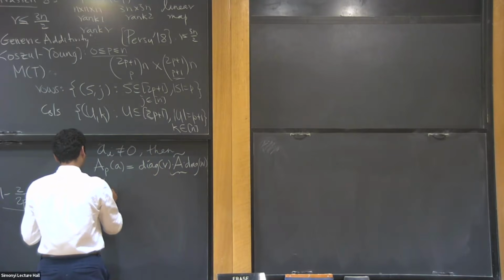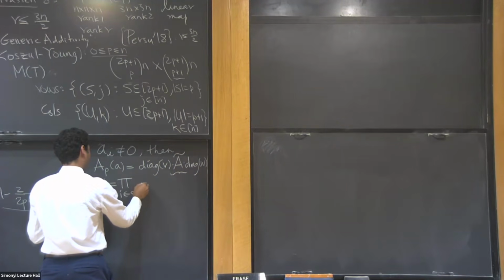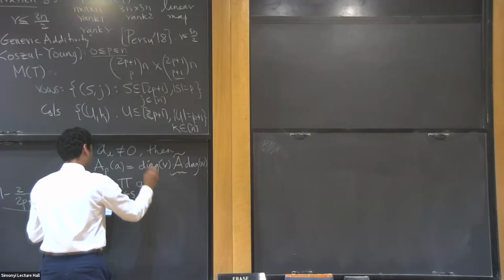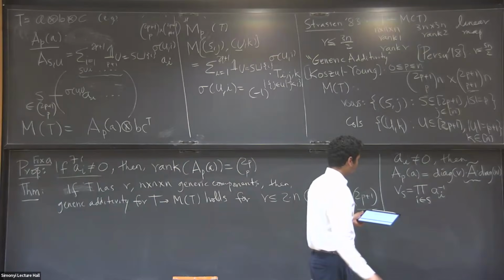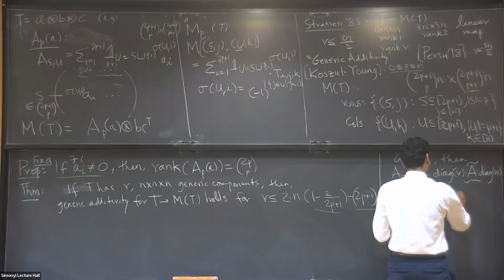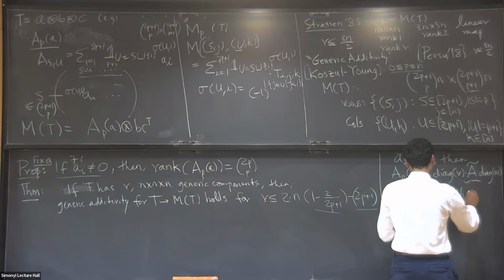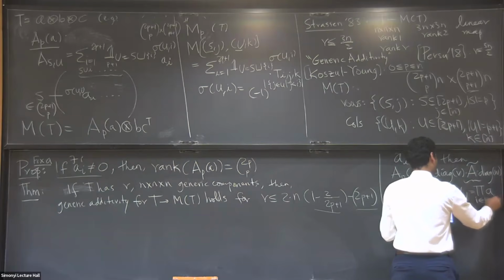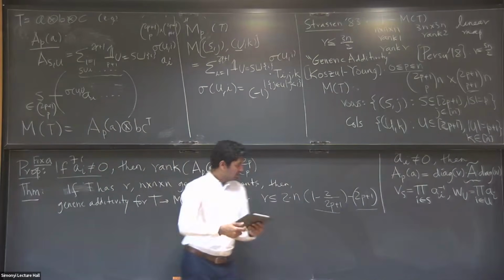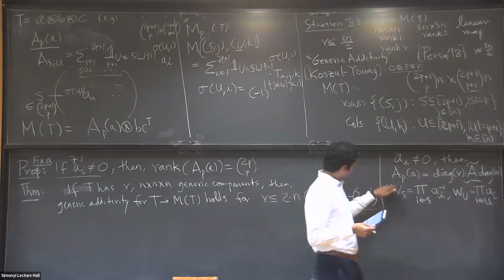So V sub S has the entries product of inverses of AI in S, and W sub U is the product of AI in U. Okay. So here's what I'm doing, okay?